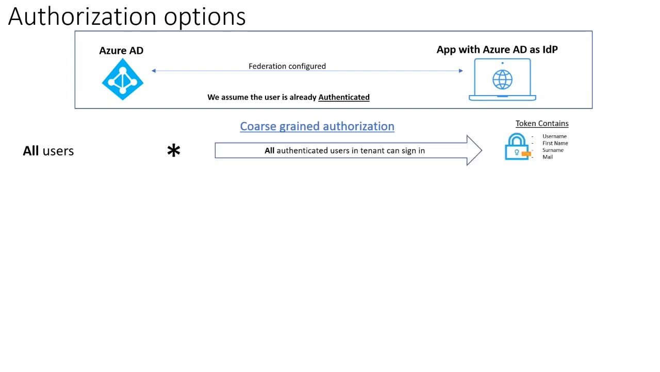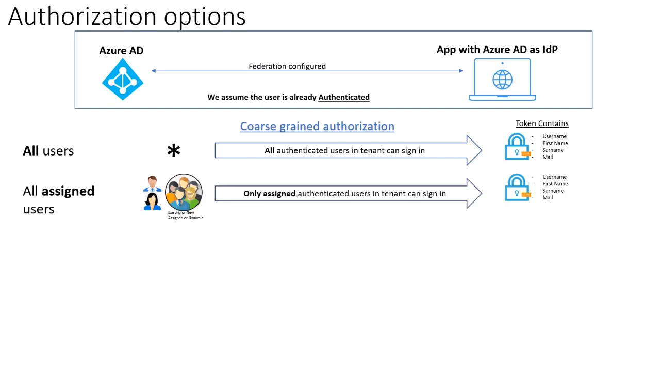The first scenario is every user in your tenant can sign in. And signing in means basically going to Azure AD, signing in, getting an access token, and sending the access token to the application. This can enable all your users to sign in, which is good for intranets and so on.